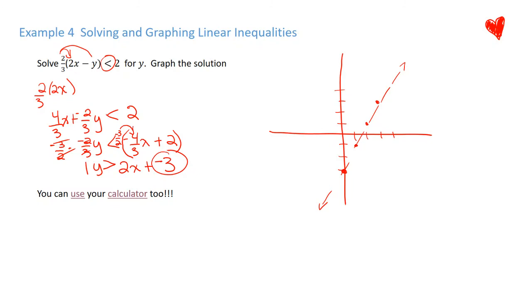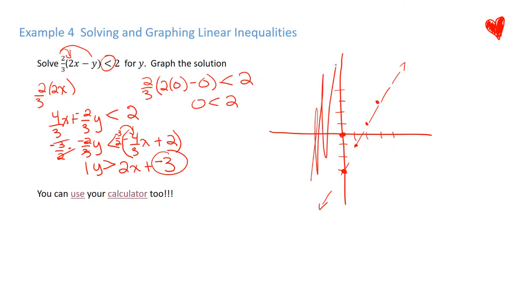And now we just need to pick a few points to make sure. So let's pick 0, 0. So what we have is 2/3 times 2 times 0 minus 0, and we're going to find out if that is less than 2. So this whole thing is 0, so 2/3 times 0 is 0, and is 0 less than 2? It certainly is. So all of this section gets shaded in.